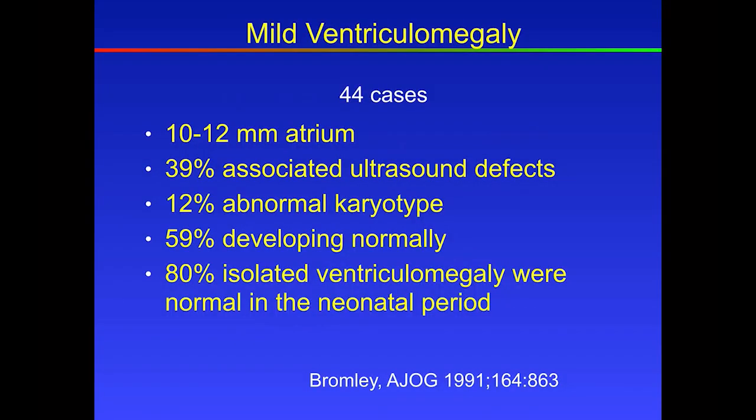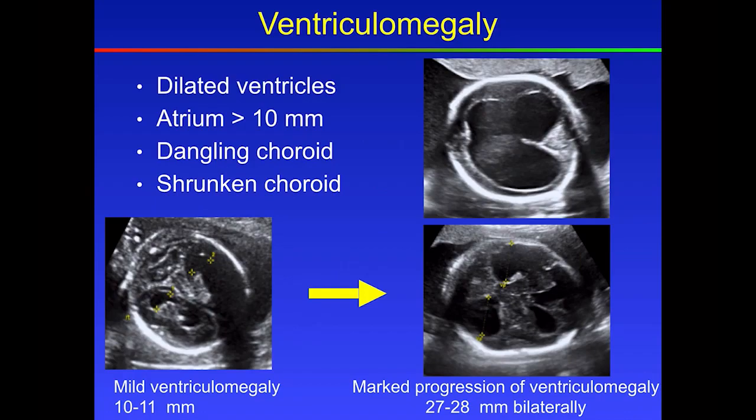Mild ventriculomegaly is generally thought of as 10 to 12 millimeters. Sometimes people will lump it into the 10 to 15. They can have associated abnormalities, chromosomal abnormalities, but many will be isolated and do well in the neonatal period. Now here's a case with dilated ventricles at the anatomy scan of 10 to 12. This one was 10 to 11, just barely dilated. Most of these will turn out to be normal, but some of them won't. This one has dangling choroid that you can see right here. This one looks a little more shrunken.